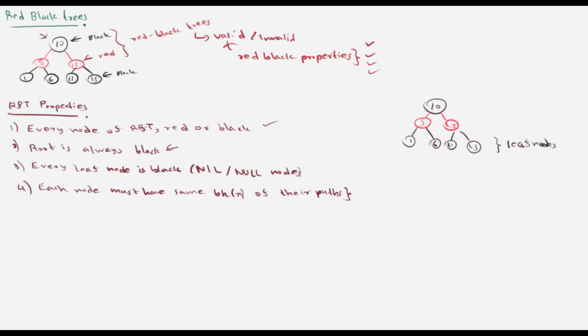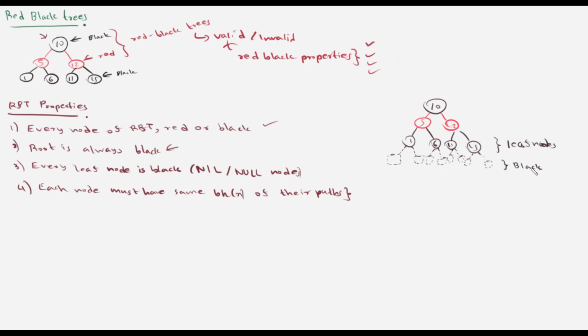Leaf node means, I think using the word leaf will get confusing, so I will use nil nodes. So these nil nodes mean null pointers or nil pointers. So these are the nil nodes. I'm drawing those nil nodes in a dotted manner, because those are null pointers. And in red black trees, these null pointers already have a color that is declared as black.